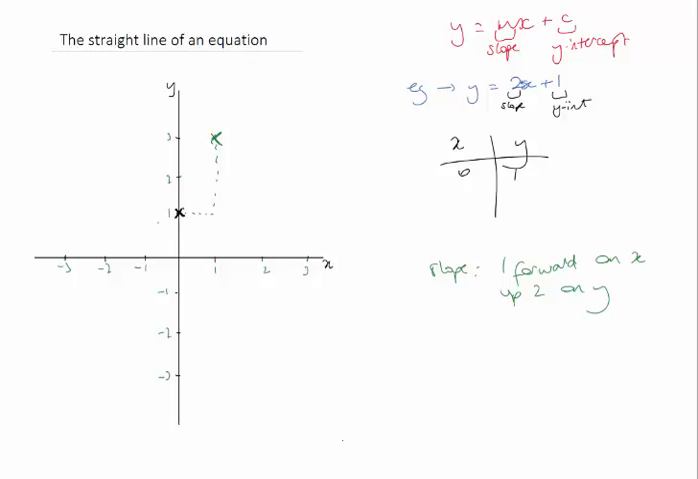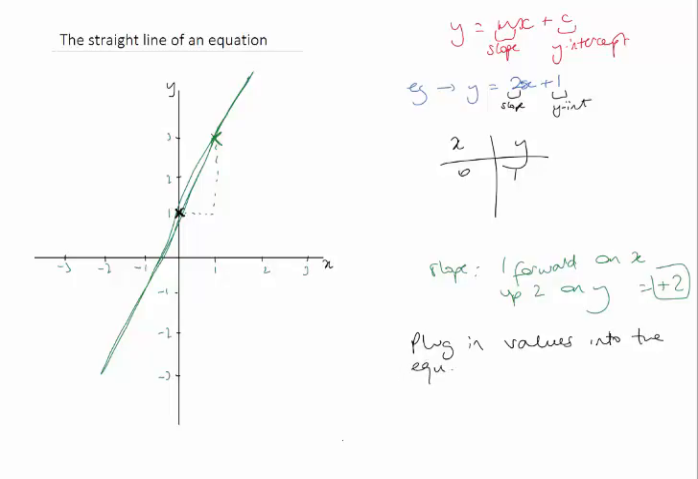So let me draw that on there. But in fact, another thing we can do, so that's plus 2. What we could also do is plug values into the equation to get the x for any y and the y for any x. So should we do that for a few, and we can add a few more points onto our line.